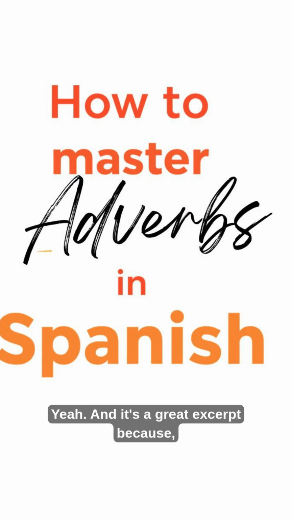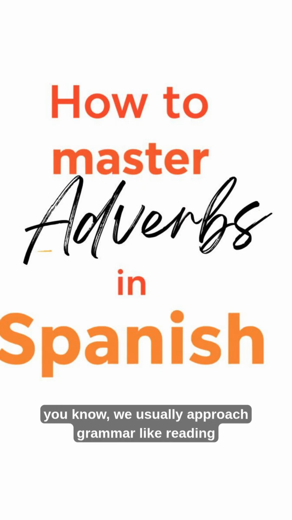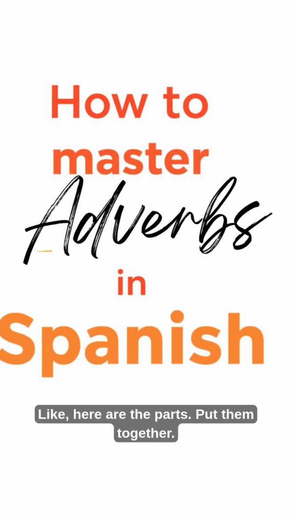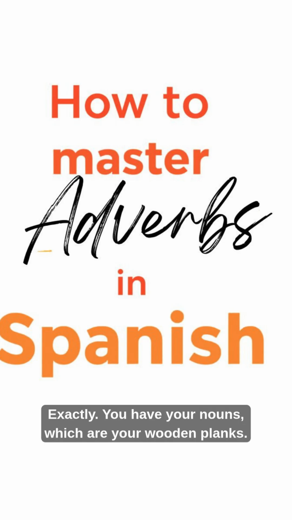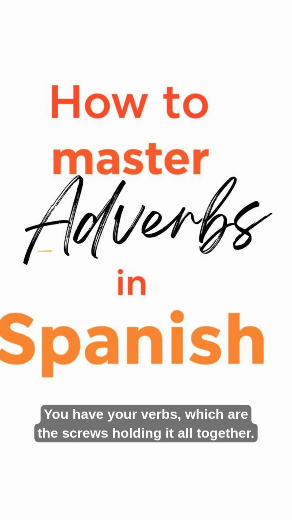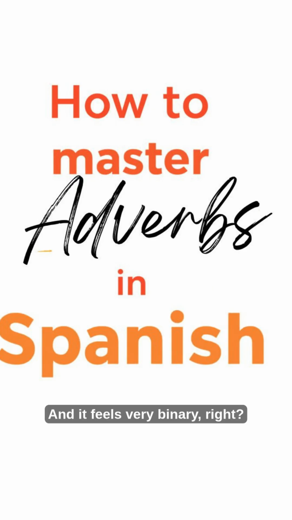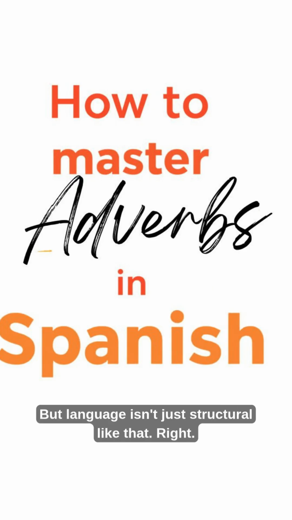Yeah, and it's a great excerpt because we usually approach grammar like reading a manual for assembling a bookshelf. Oh, totally. Here are the parts. Put them together. Exactly. You have your nouns, which are your wooden planks. You have your verbs, which are the screws holding it all together. And it feels very binary, right? It either holds books or it collapses. But language isn't just structural like that.